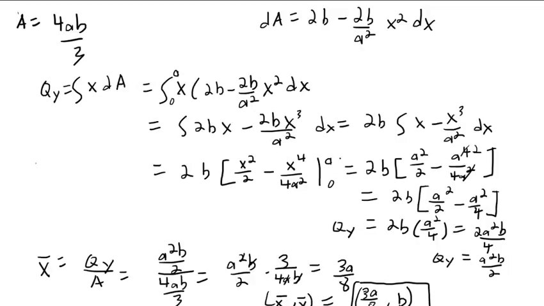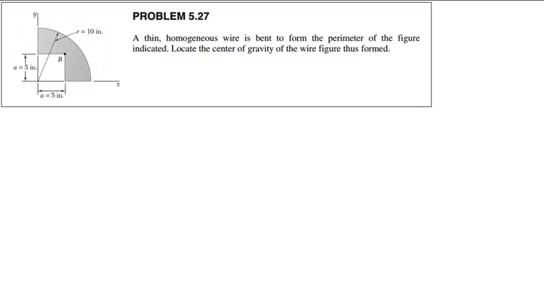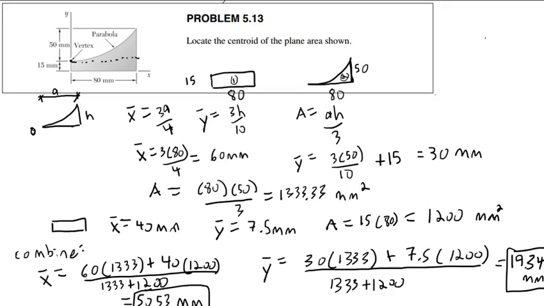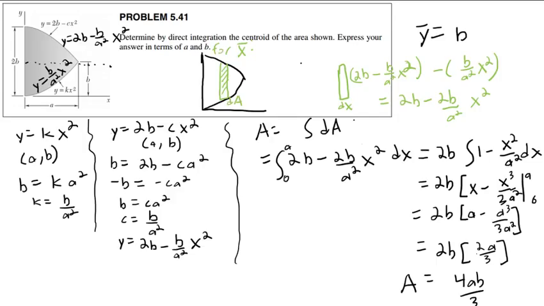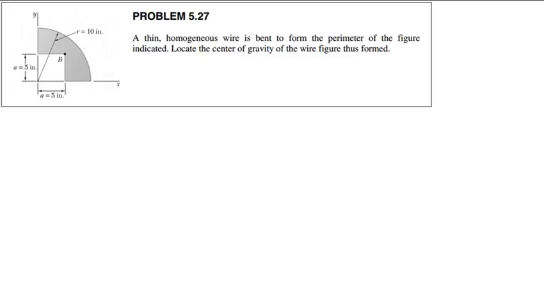No? Okay. Let's see. And this is just another composite area problem. A thin homogeneous wire is bent to form the perimeter of the figure indicated. I think this one is fairly straightforward. I don't know if I need to even work through this one. Do you think you can figure out this one? Actually, you know what? I will show you this one.